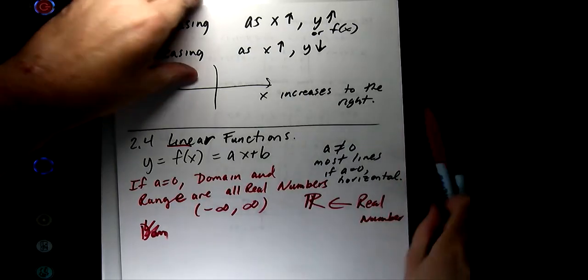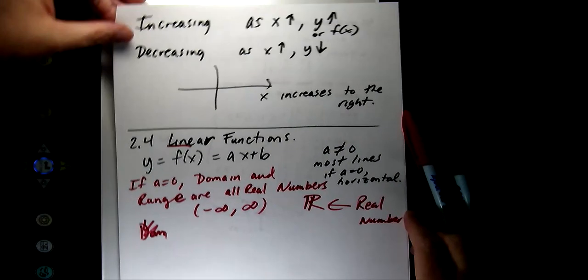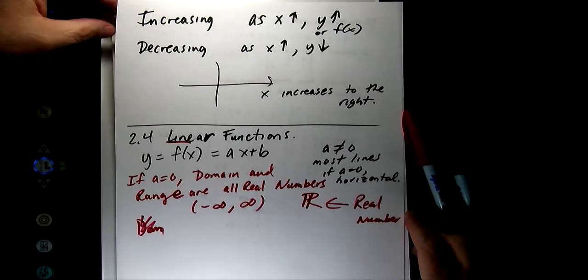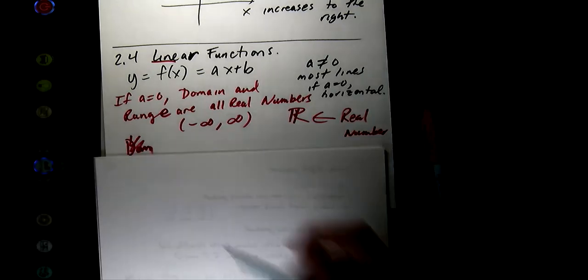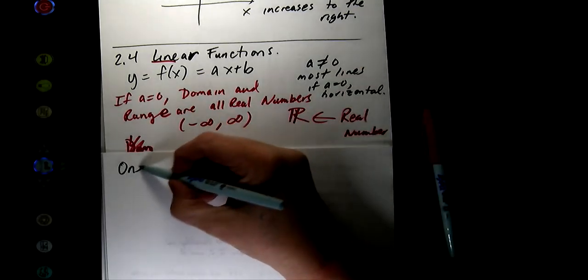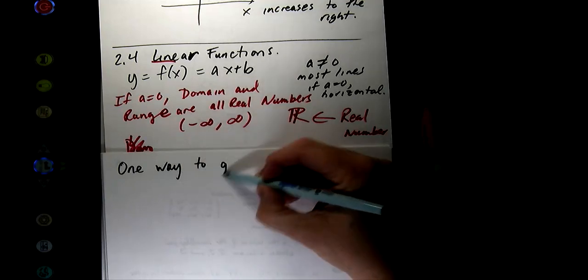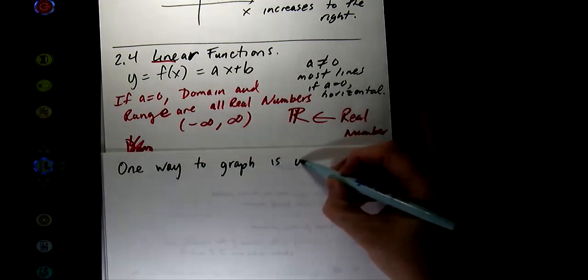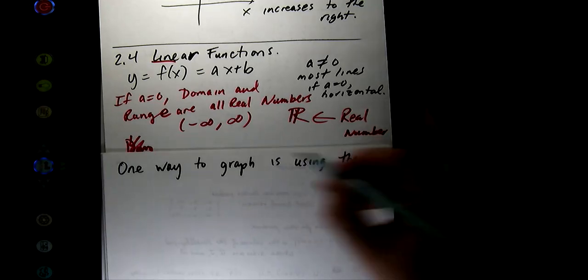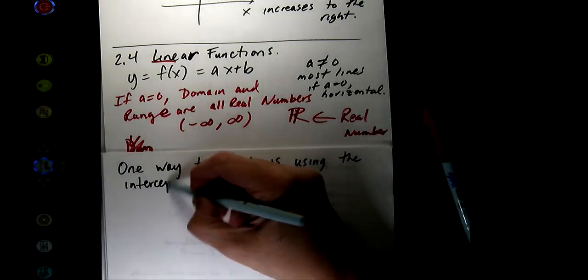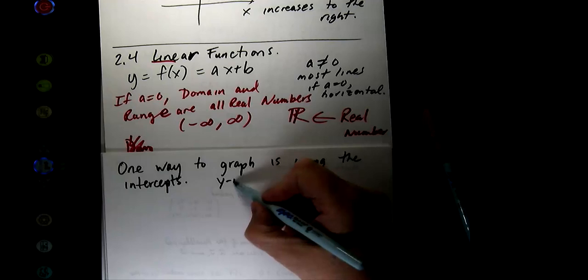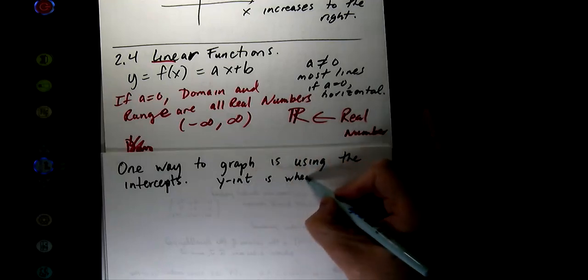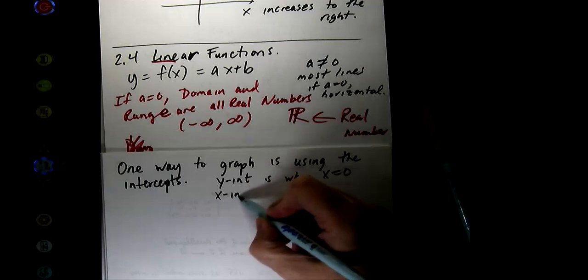Let's take a look. We've already talked about how to graph some of these, so I'm going to gloss over part of it. One way to graph is using the intercepts. The y-intercept is when x equals 0, and the x-intercept is when y equals 0.